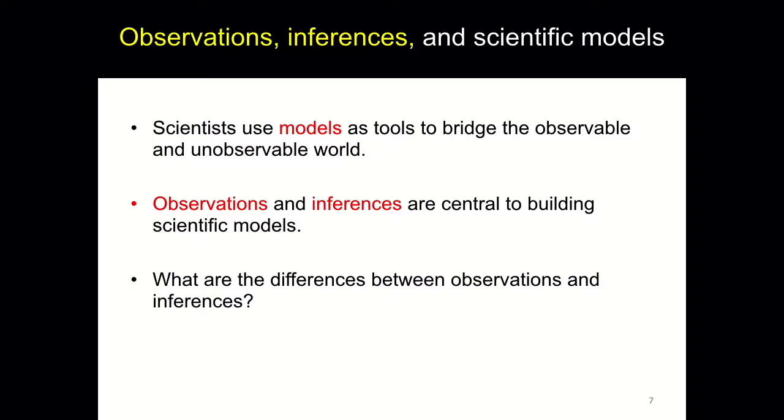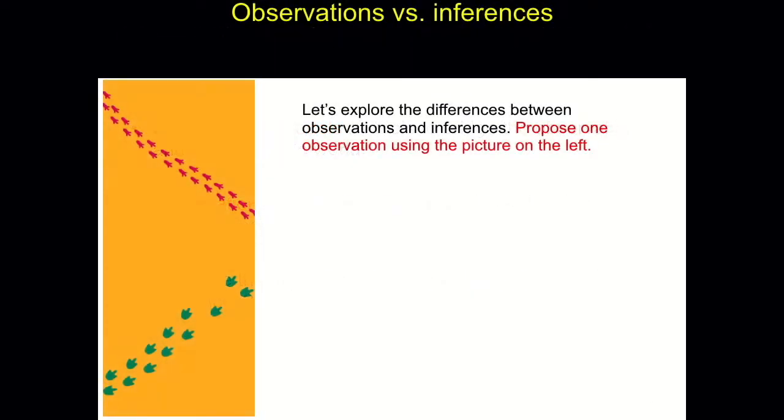So scientists use models to bridge the observable and unobservable world. And observations and inferences are central to this process. So it's important for us to spend a few minutes discussing what an observation is and how it is different from an inference. Let's explore this using the observation that we see on the left. What exactly are we seeing? Take a minute, pause the video, and think about what some observations are that you see in the left figure.